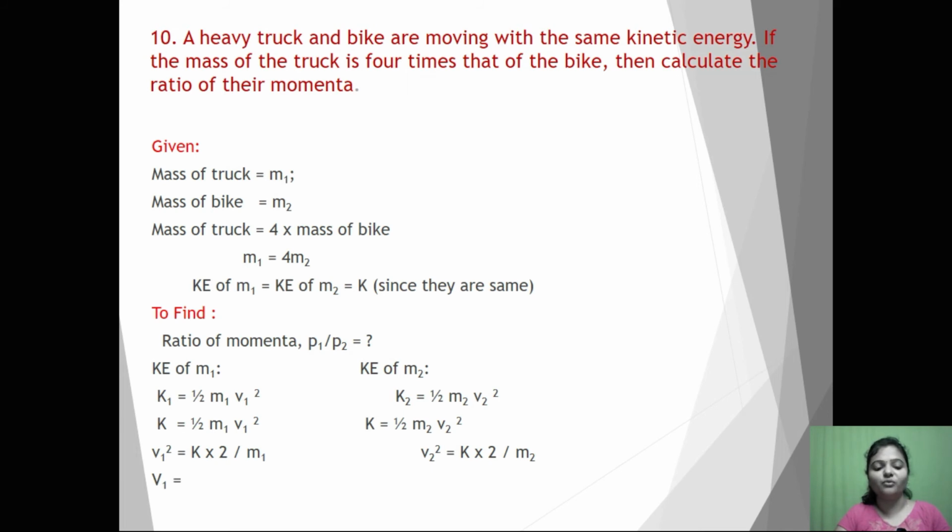Now, we have found v1 squared and v2 squared. Next step, we have to find v1 and v2. So, we will take the square root. So, v1 is equal to square root of K into 2 divided by m1. Similarly, v2 is equal to square root of K into 2 divided by m2.